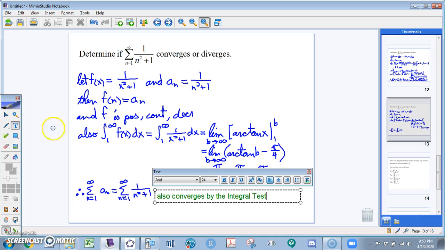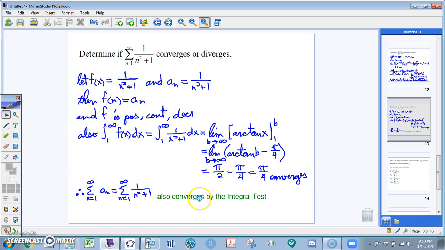So the integral test is really nice in that it's a very definitive answer. It'll tell you one way or the other. It tells you converge, tells you diverge, as long as you're able to work out this improper integral, and as long as your function is positive, continuous, and decreasing. So it's pretty cool.